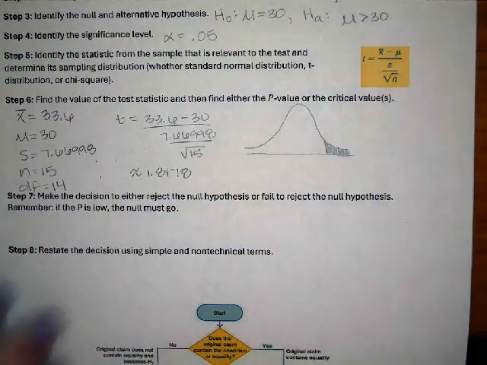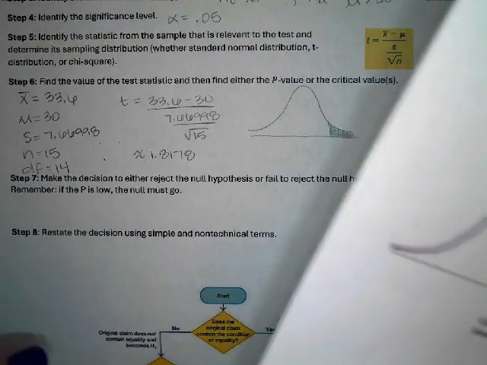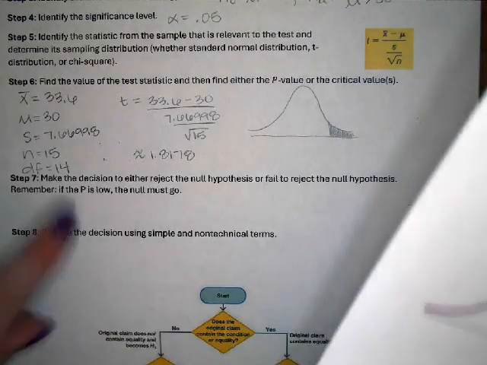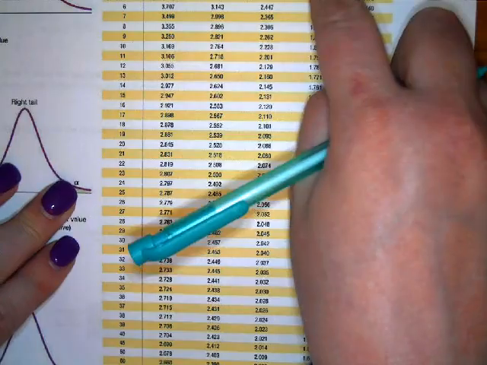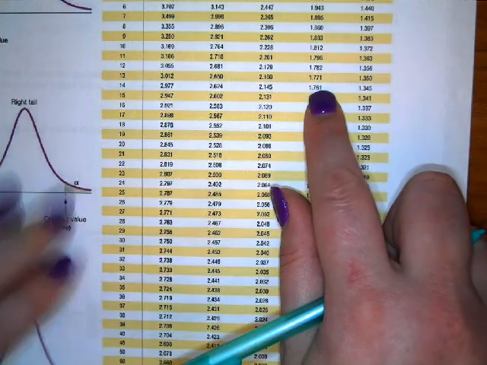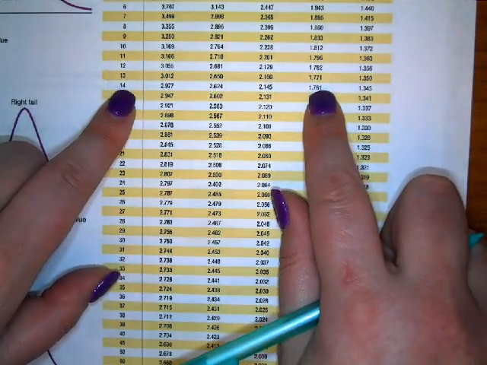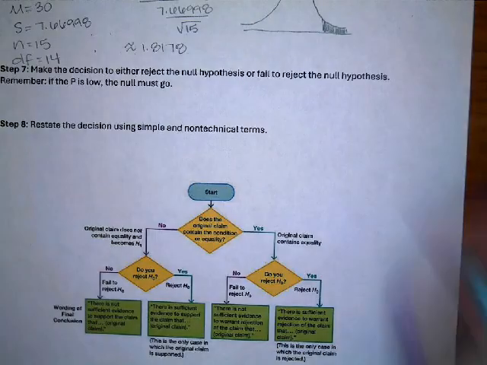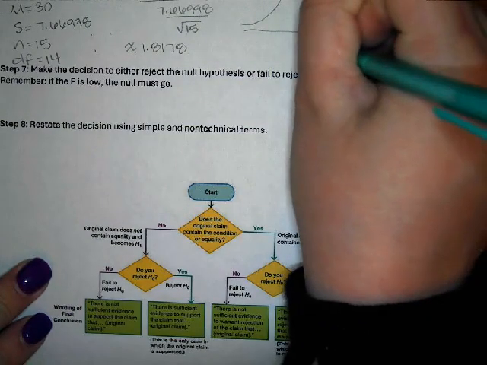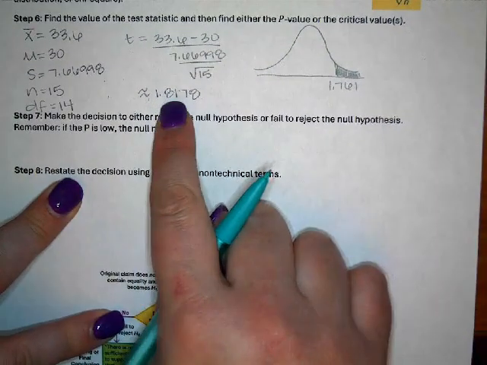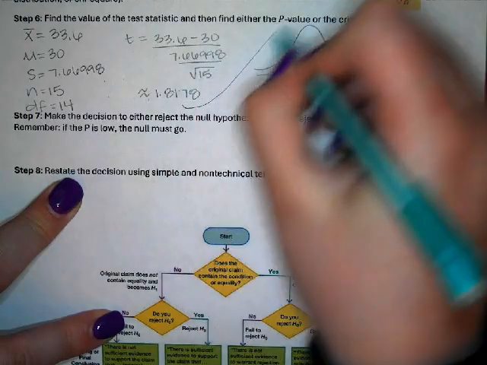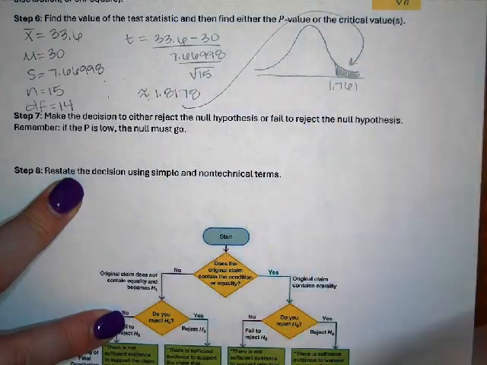So I'm looking for a degree of freedom of 14, and I'm looking for an alpha value of 0.05. So area in one tail is 0.05, and degrees of freedom is 14. And so I have 1.761. And this number right here is to the right of 1.761. And so it actually does fall into that rejection region. So I already know that I'm going to have to reject this number. But let me go ahead and find my p-value.